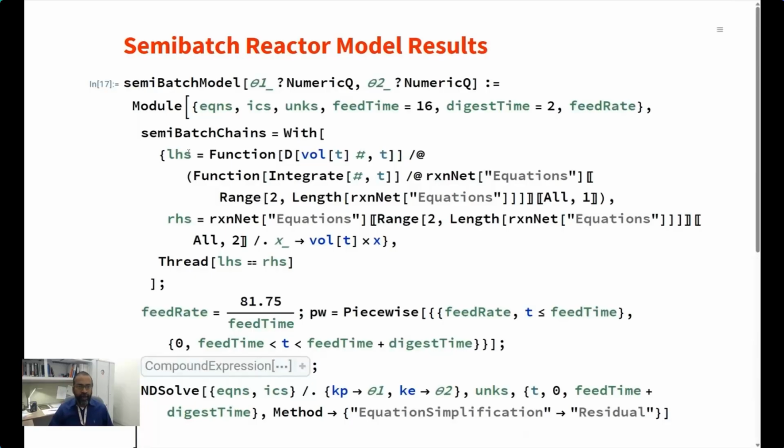But here I extract the left-hand side and right-hand side of the equations and modify them to be consistent with the monomer and chain balances that I showed you in the previous slide, and then just thread them together. Note that the feed rate of monomer into the reactor is specified as a piecewise function, and this is a simple case where the feed is constant for a certain duration, and that's 16 hours. And then the feed is dropped to 0 for an additional 2 hours, and that's typically called the digestion time.